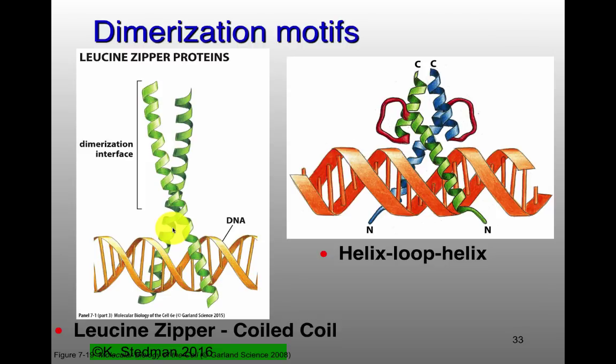So the dimerization domain is not the DNA interaction domain. The leucine zipper is a dimerization domain. It's only if it's got a basic helix that is directly adjacent to it that it'll be a DNA binding protein.